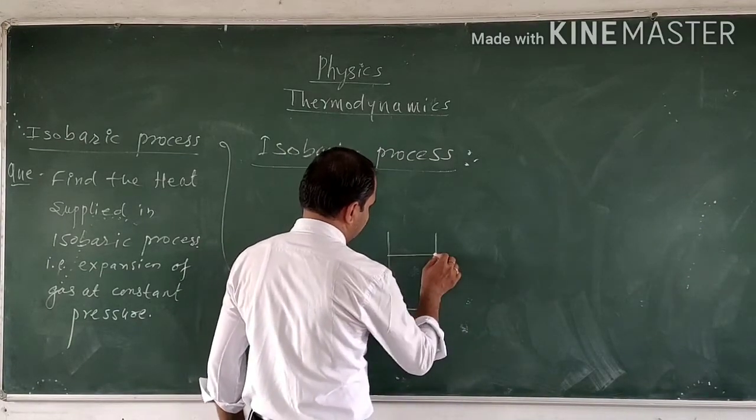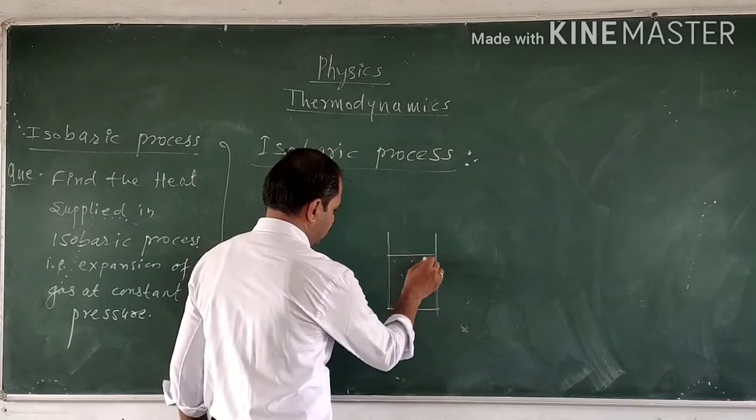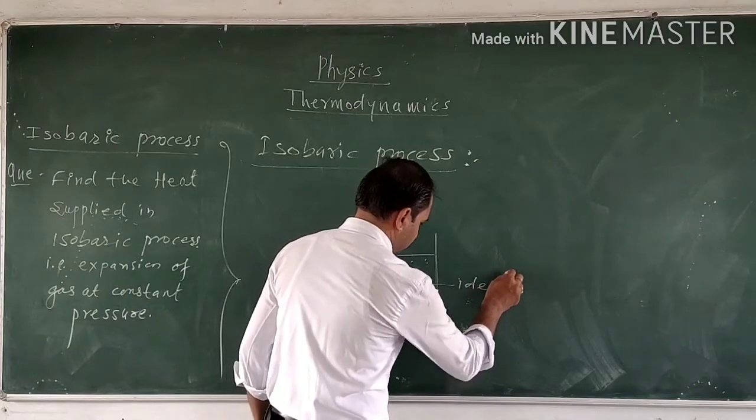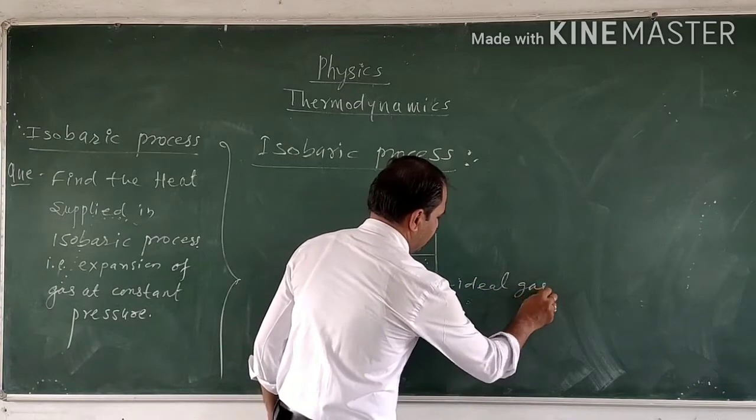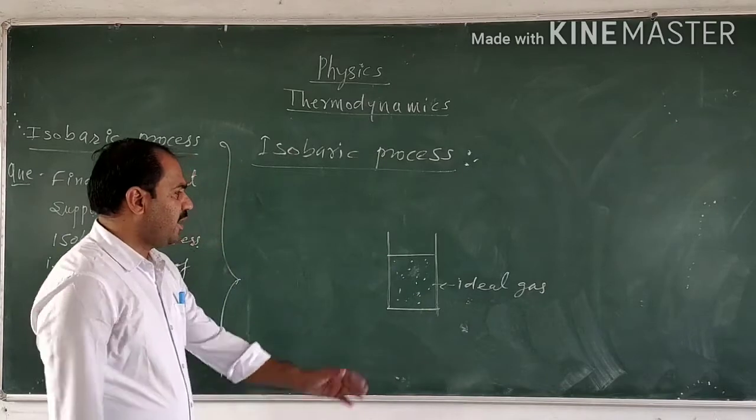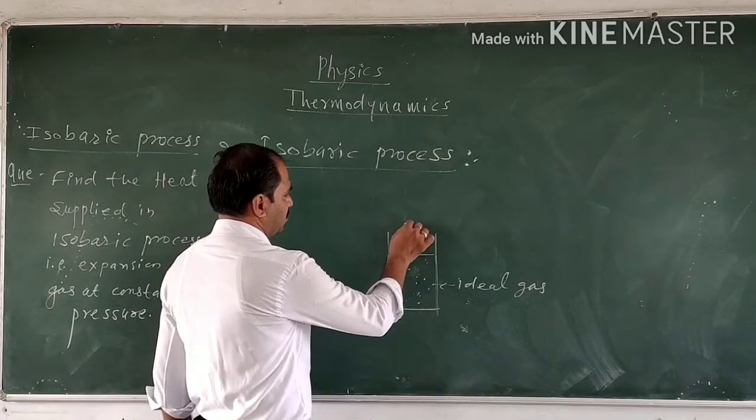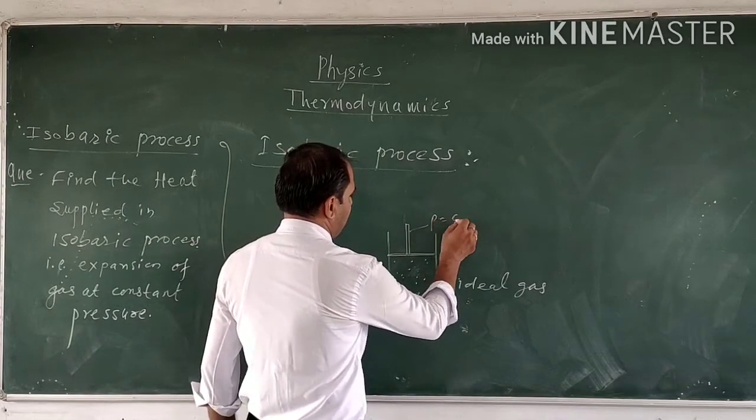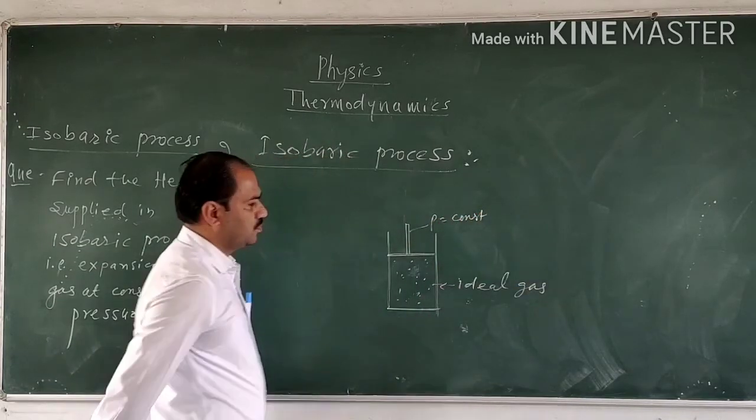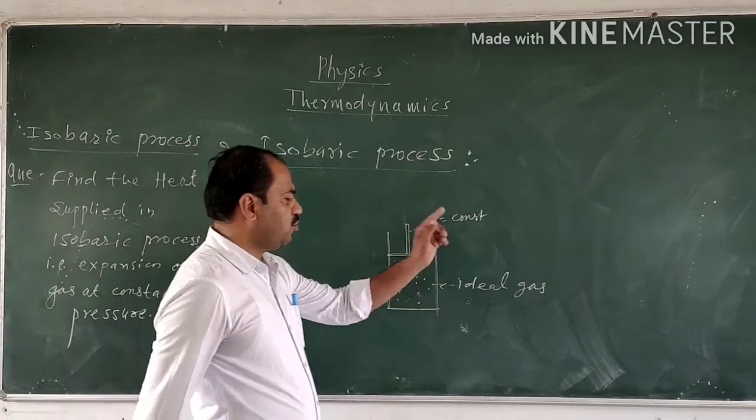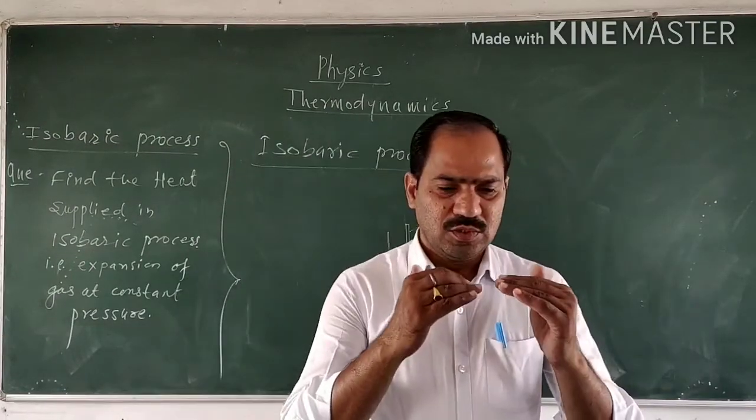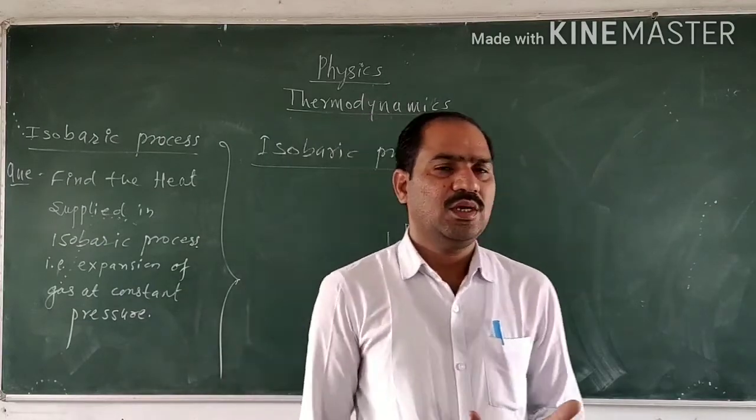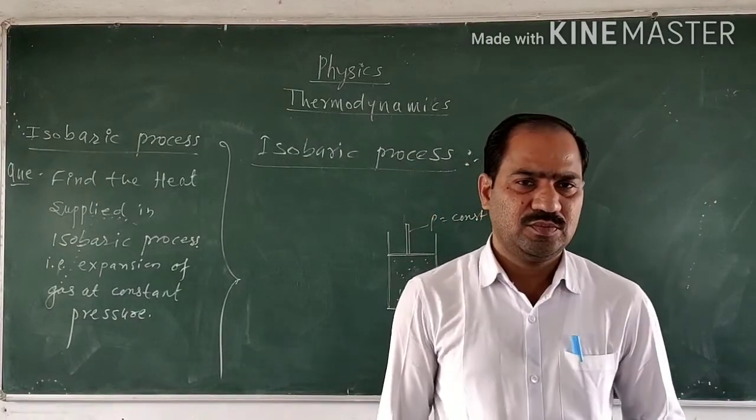containing an ideal gas, and here the pressure given to the system is P, and this is constant pressure. Suppose the pressure applied on the system is 10 Pascal or the atmospheric pressure.